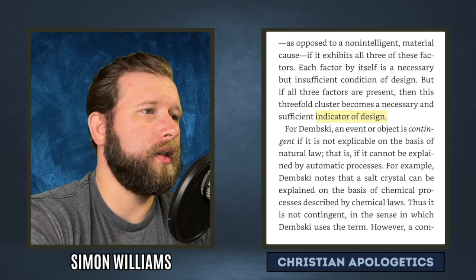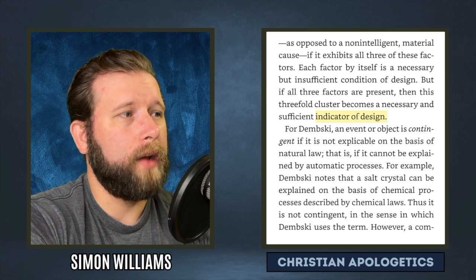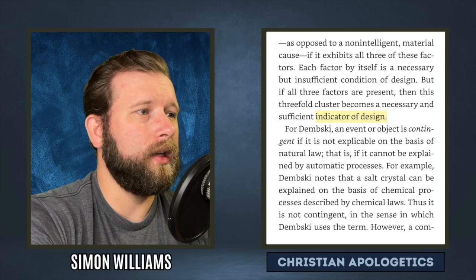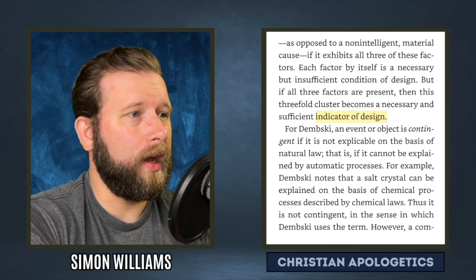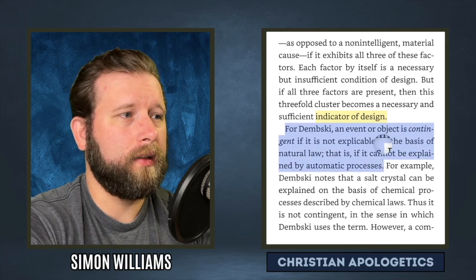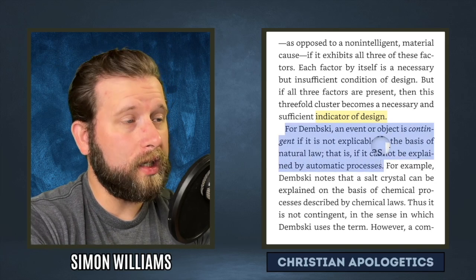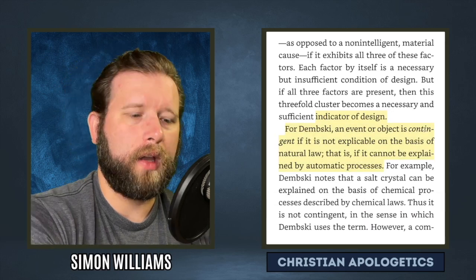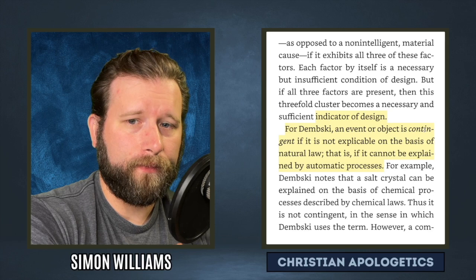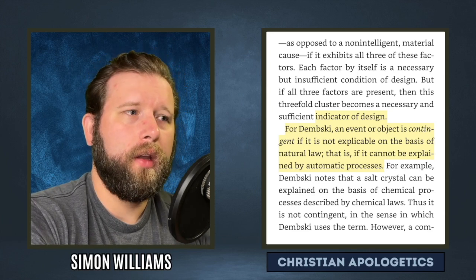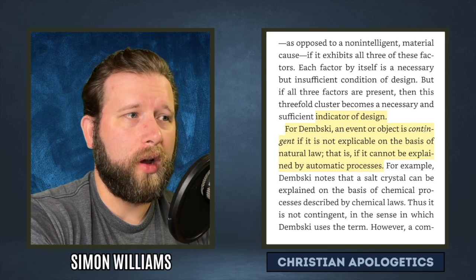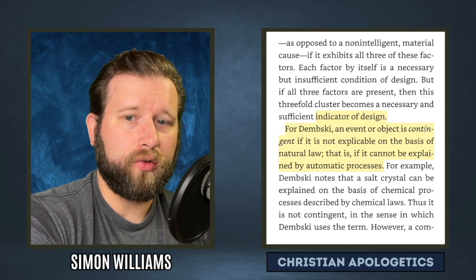All right, so Groothuis continues. For Dembski, an event or object is contingent if it is not explicable on the basis of natural law. That is, if it cannot be explained by automatic processes. So let's go ahead and highlight this, because this is an abnormal definition of contingent. I've been using contingent in a way that means could have been otherwise. Here, we're saying that contingency means that it is not brought about or explainable on the basis of natural law.